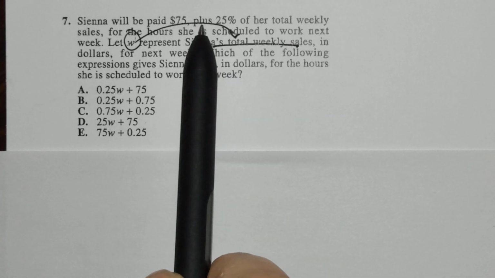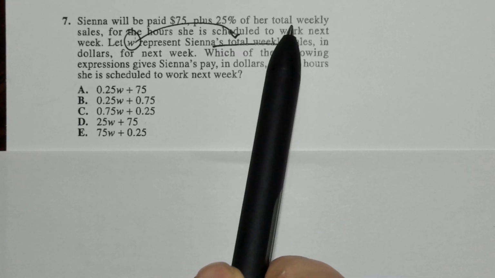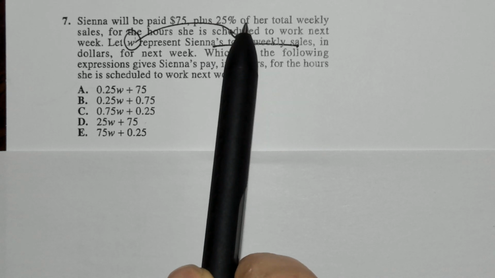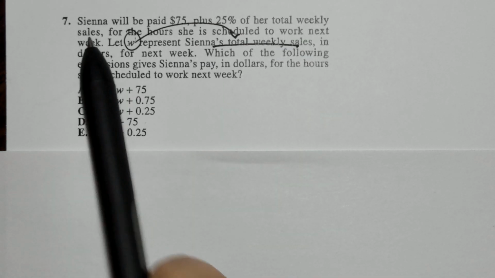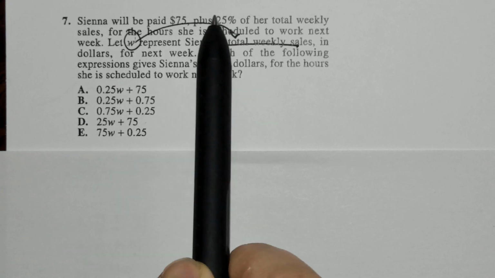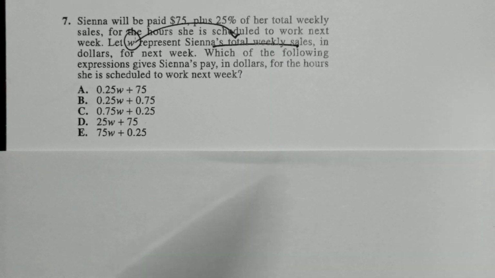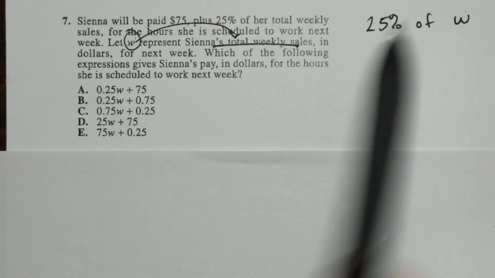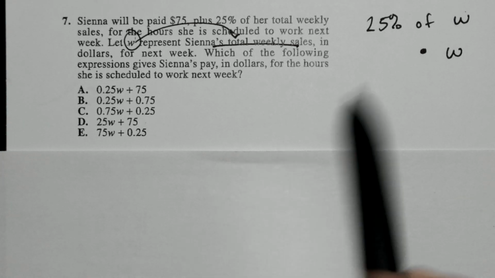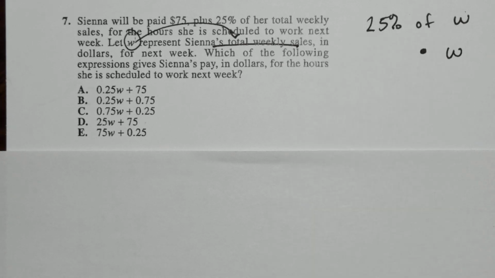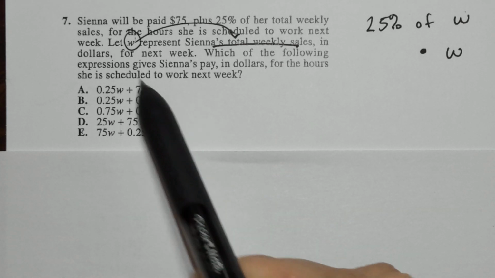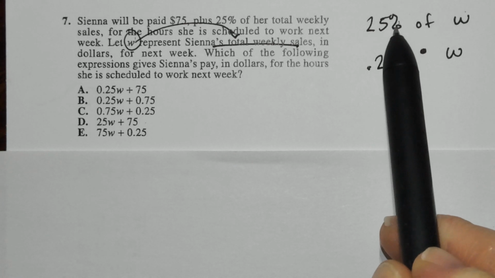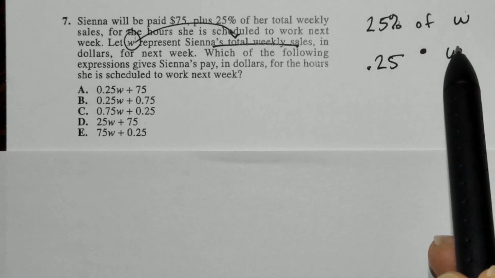Up here, if I translate this into a math statement, 25% of, we know total weekly sales is W. So 25% of W. When translated into a math statement, "of" means to multiply. I'm going to rewrite 25% as a decimal. When I look off to the side, I can see decimals here. And to turn this percentage into a decimal, I'm going to move it 2 places to the left.